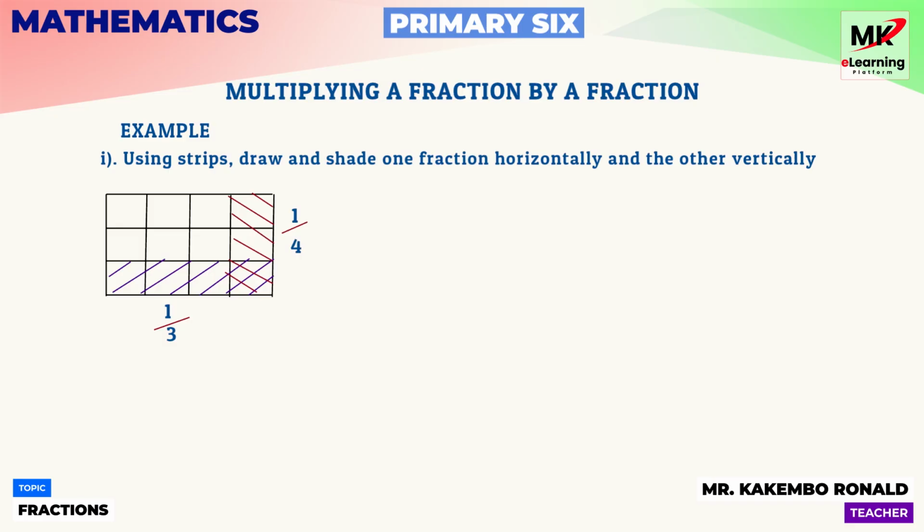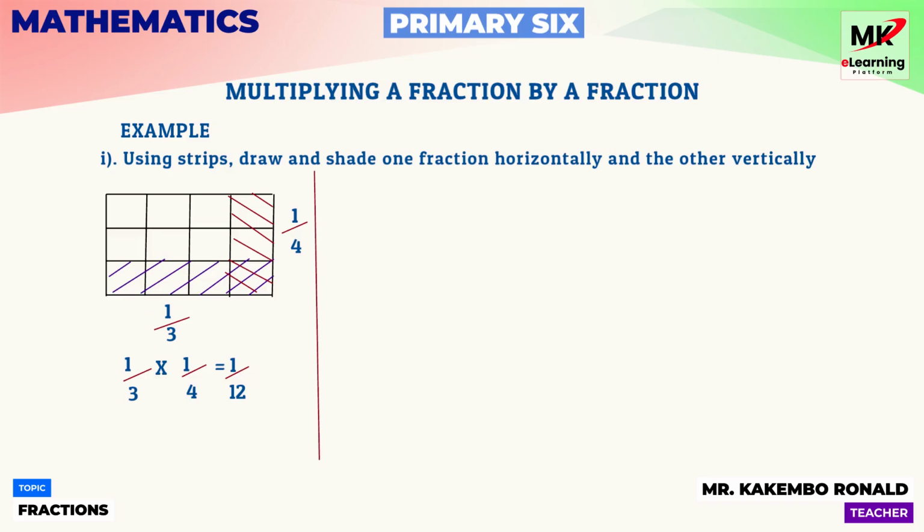The intersection of the 2 gives us already 1, 2, 3, 4, 5, 6, 7, 8, 9, 10, 11, 12 pieces. So the denominator is going to become 12. And the common shaded part is only 1. So my answer is a third times a quarter is equal to 1 out of 12. By shading, you will get 1 out of 12.